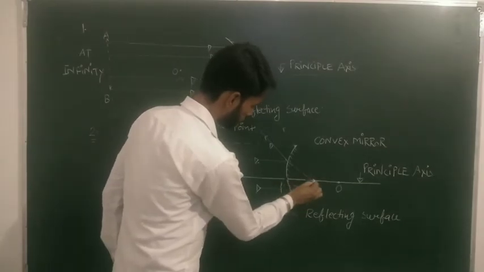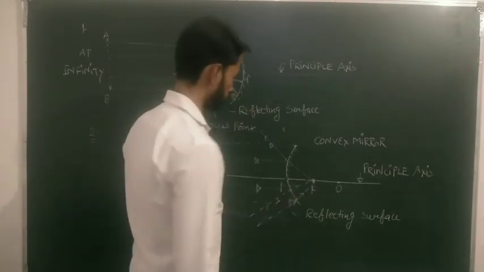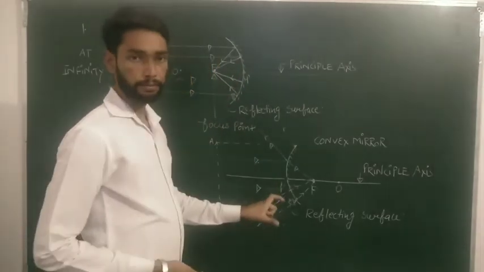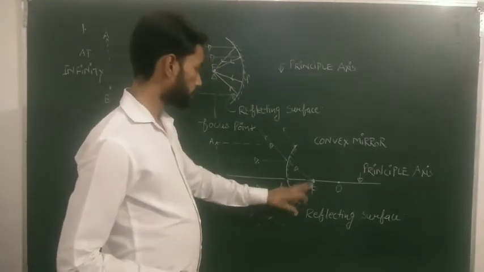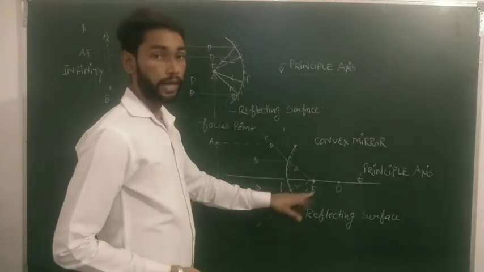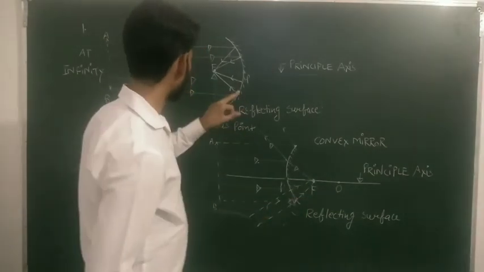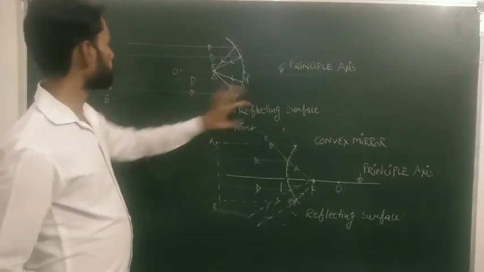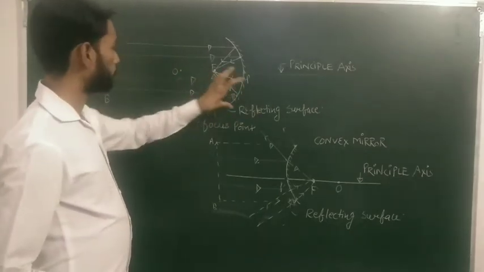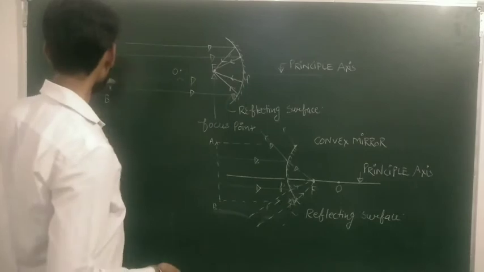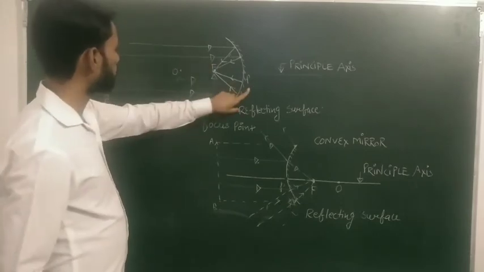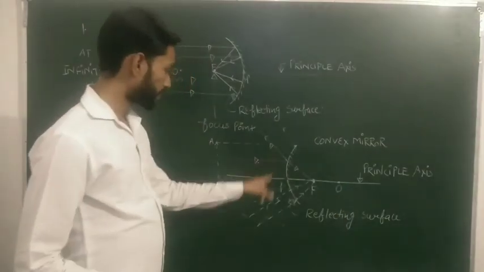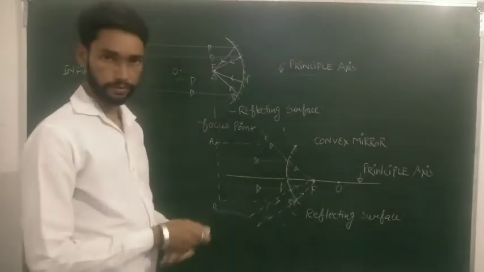This point is called the focus point. So here no real image is made. A virtual image is made at point F. That is not real. By using a concave mirror, a real image is formed, and by using a convex mirror, a virtual image is formed.